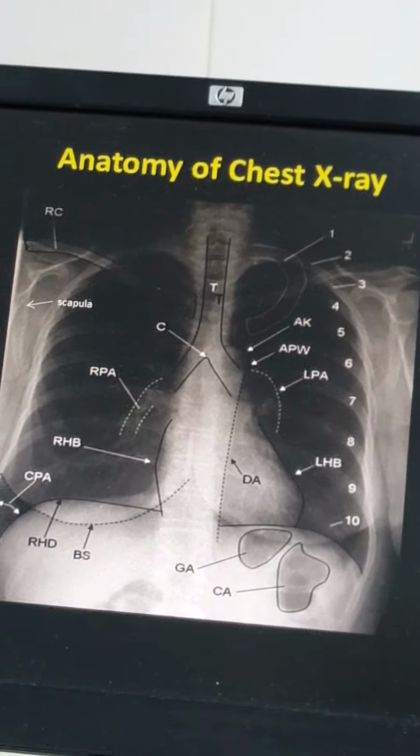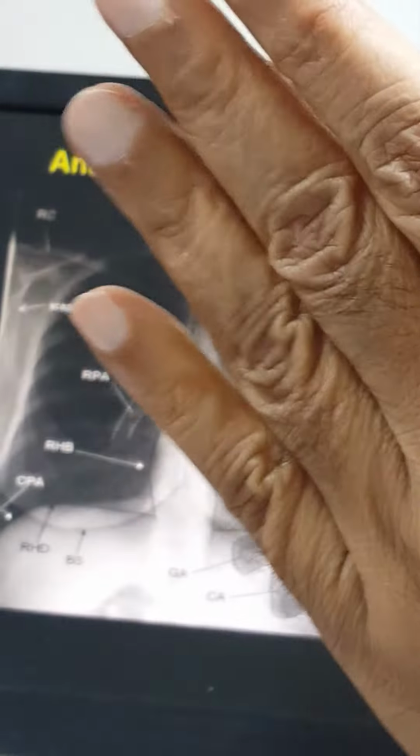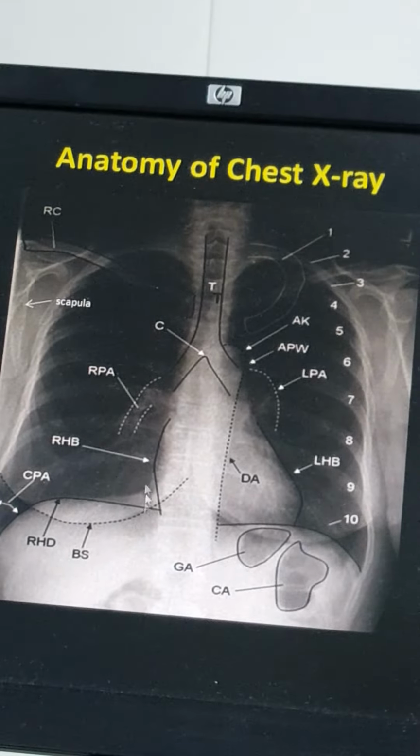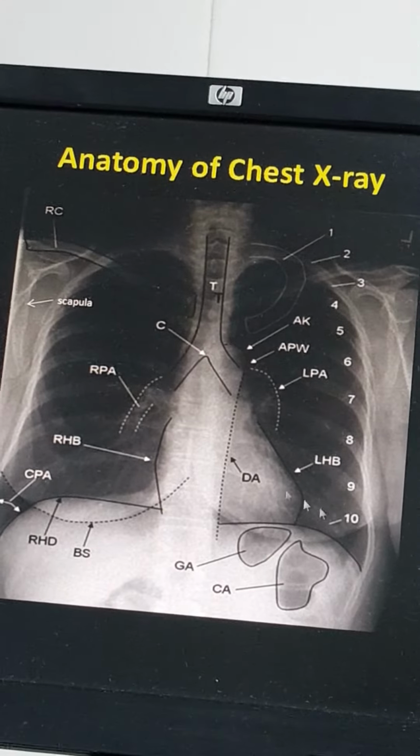So it lies anteriorly. It does not make the right border of the heart on X-ray because X-ray is two-dimensional. So the right border is the right atrium. Left border is the left ventricle. So that is the border of the heart.